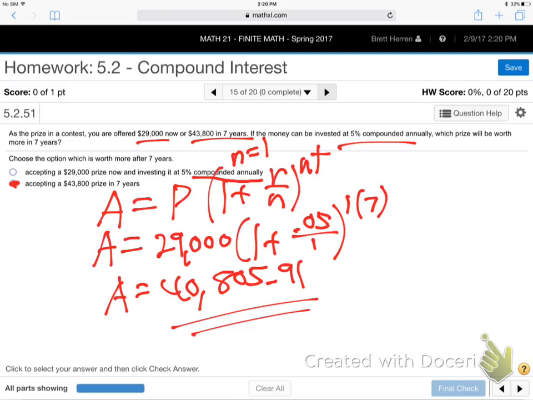So if this had come out higher than the 43,000, then we would have chosen that, right? It's just whichever one's higher there.